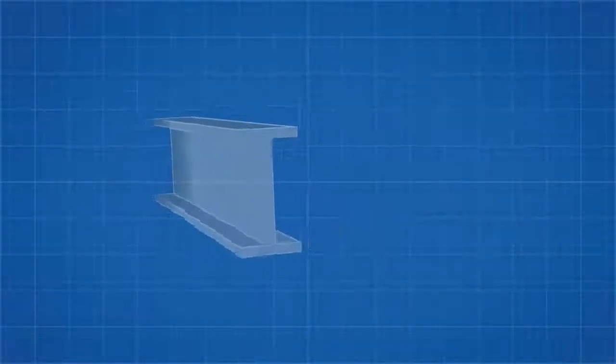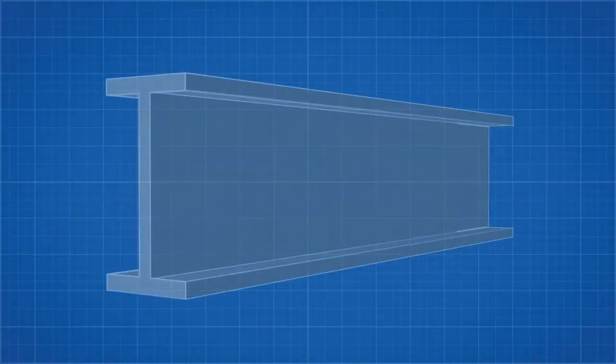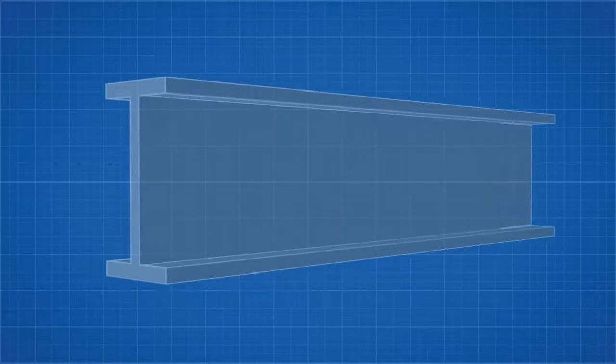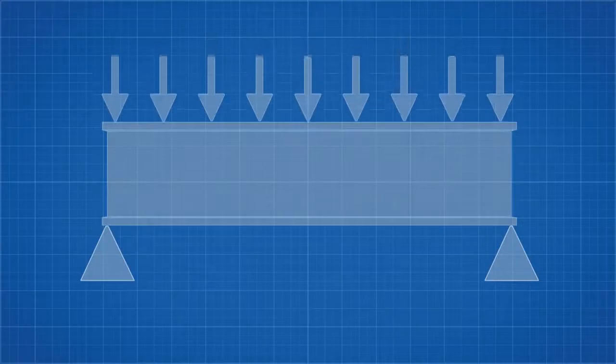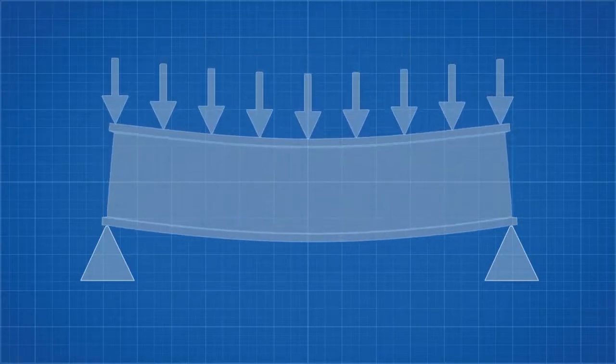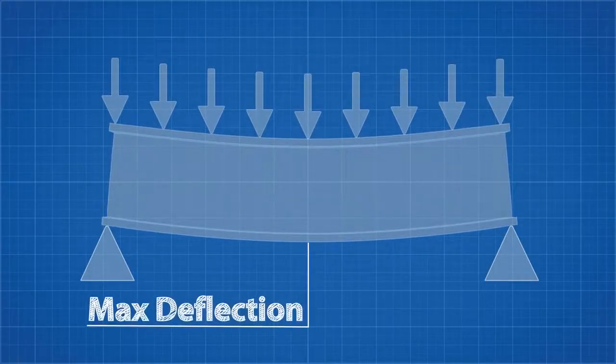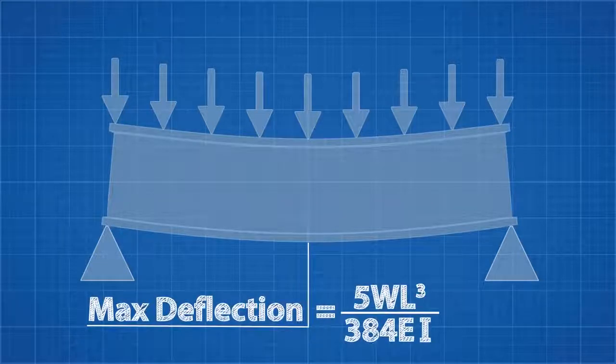The I-beam is designed in that way to handle a maximum bending load while using the least amount of material. Let's look at an I-beam supported on either end to understand more. When we apply a uniform load across this beam, the max deflection will occur here in the middle. We can calculate the deflection with this equation. This may look complicated, but it really isn't.